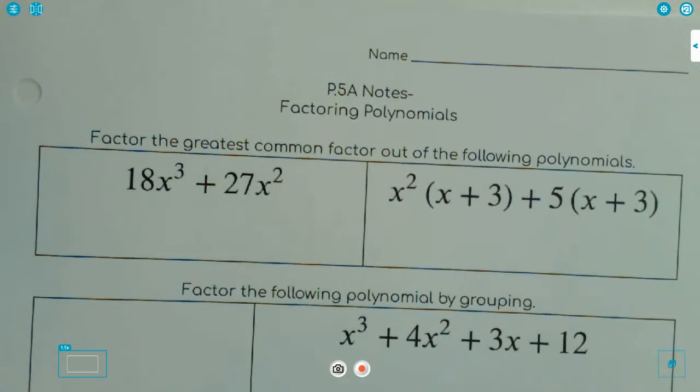So we are doing the first half of factoring today. We are going to factor greatest common factor, grouping, and then we're also going to do trinomials. On Friday, we will add in some special rules. Like difference of squares, we should all already know, but then it's difference of cubes and sum of cubes.